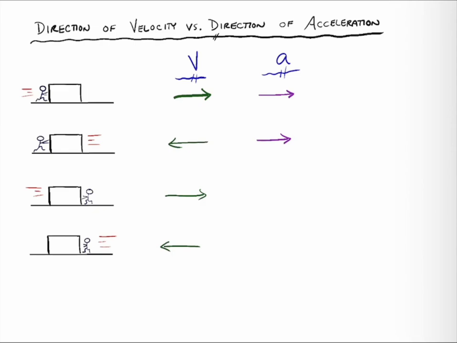Likewise, regardless of the direction the object is moving in for the third and fourth cases, in both of those scenarios, the person is trying to push that block to the left. So in both of those cases, we say it has a leftward acceleration.